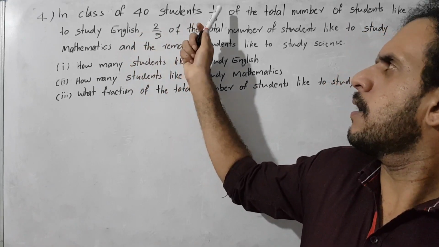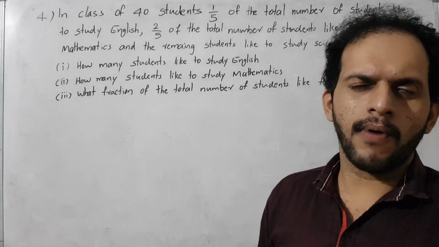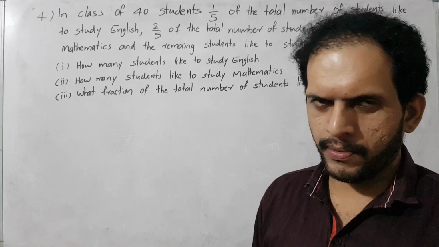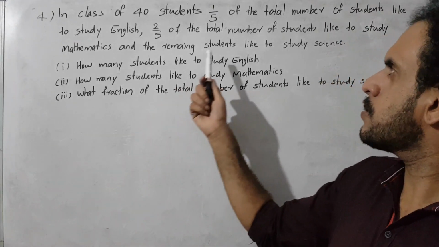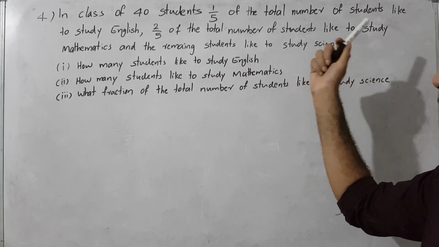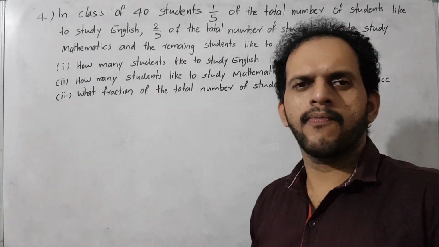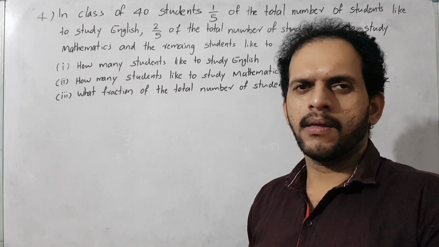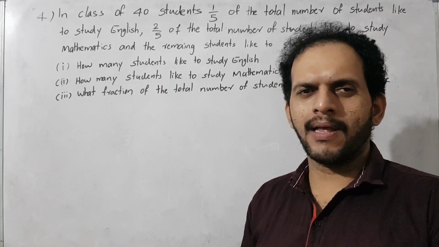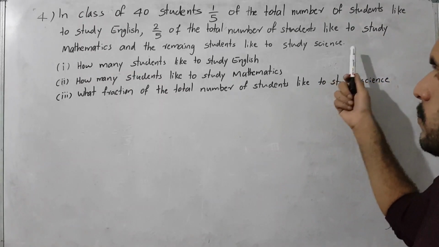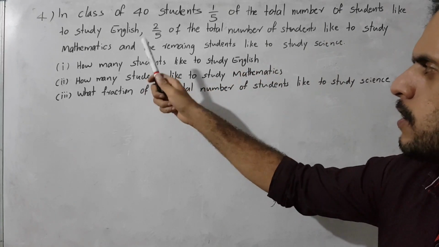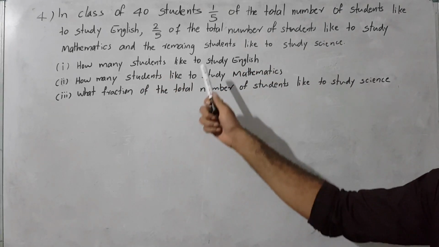40's 1/5. The 1/5 of 40. Correct. Then how many persons like to study mathematics? 2/5 of the total number of students. 2/5 of 40. And the remaining students, what do they like? They like to study science. Then what is the question? First we need to find how many students like to study English.